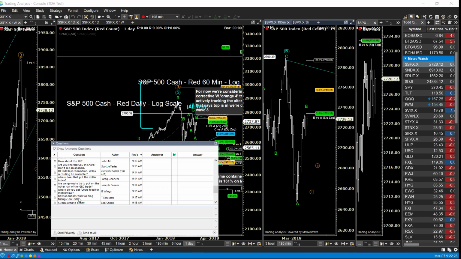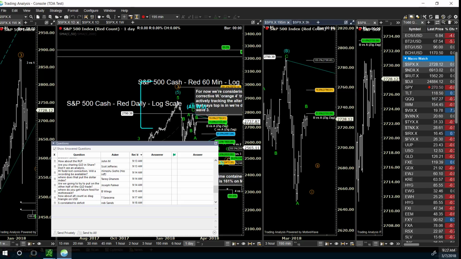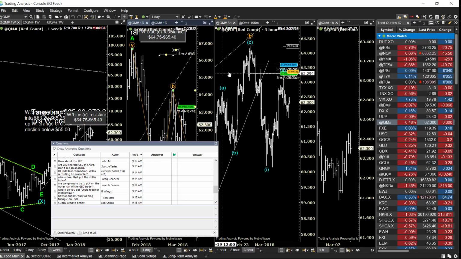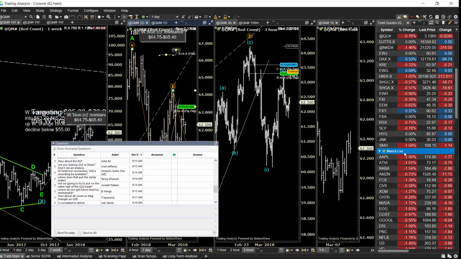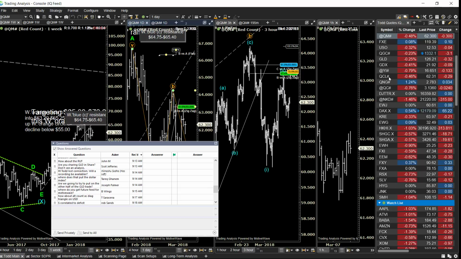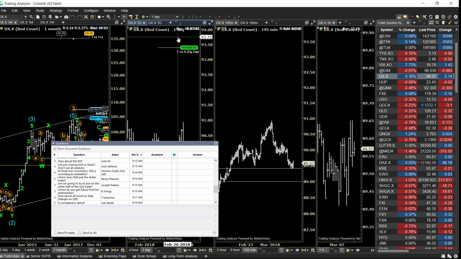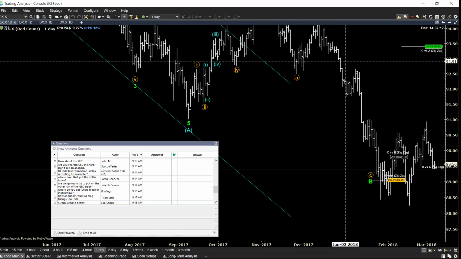Tom, how about the alt count as a diagonal triangle on the dollar? Let's look at that, and then I will circle back and talk about the Tesla trade. Let's take a look. Oh, diagonal triangle in the dollar. Where's my dollar? Diagonal triangle.